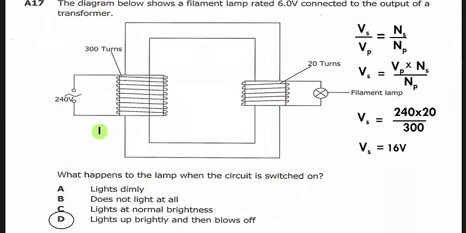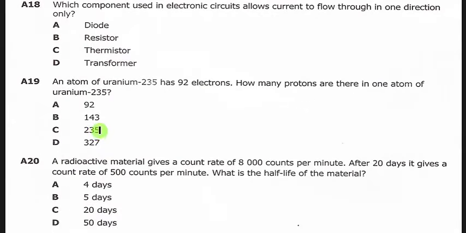Then let's go to question 18. Question 18 says, which component used in electronic circuits allows current to flow through in one direction only? A diode is the one that allows current to flow in one direction only.